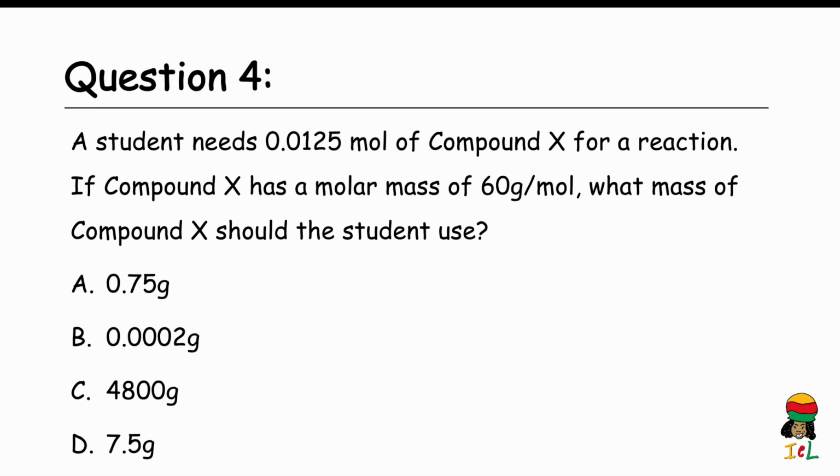Question 4. A student needs 0.0125 mole of compound X for a reaction. If compound X has a molar mass of 60 grams per mole, what mass of compound X should the student use? A. 0.75 grams. B. 0.0002 grams. C. 4,800 grams. D. 7.5 grams.